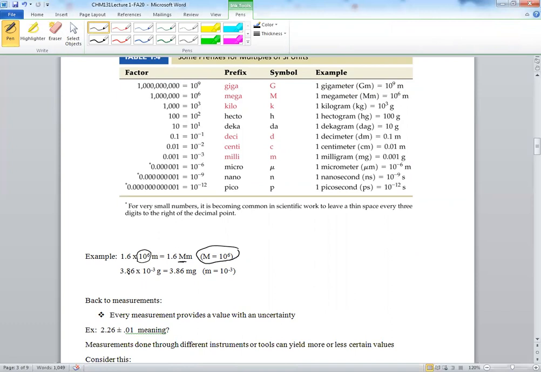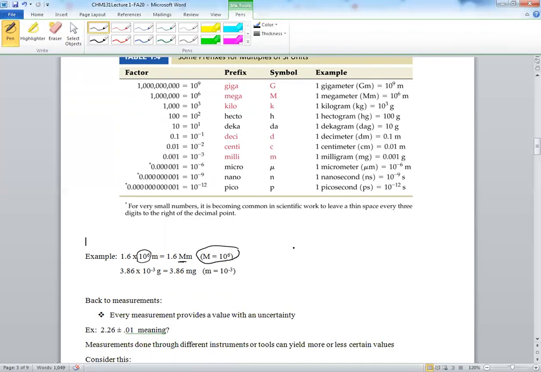The same thing, 3.86 times 10 to the negative third grams, that's small, that would be translated into 3.86 milligrams, because milli is 10 to the negative third, or 1,000th. So that's all you have to do.